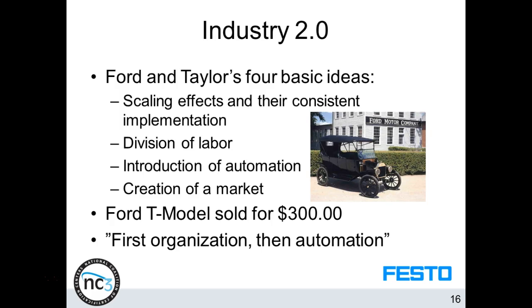So they had actually a line that they'd set the chassis on, and it would actually do what? Move through the plant. And then they'd have the groups of people at each station doing what they needed to do. Creation of a market.